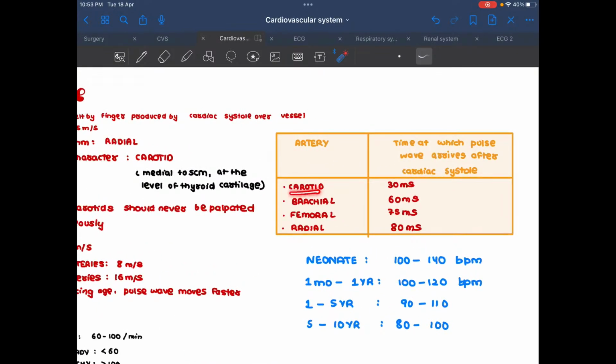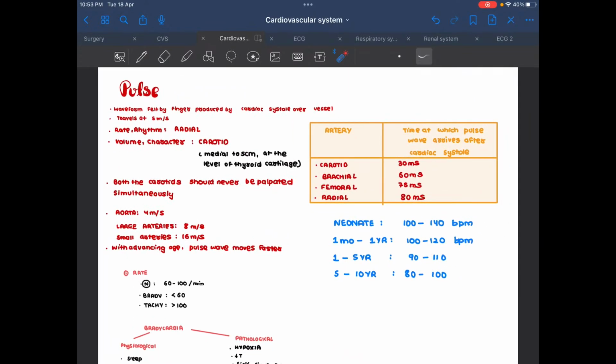It's shortest for carotid. Carotid मतलब cardiac systole के बाद 30 milliseconds after the cardiac systole we're going to see the pulse waveform in the carotid. For the brachial it's 60 milliseconds. For the femoral now it's 75 and for the radial it's 80. ठीक है, तो 80 मतलब femoral में पहले पहुंचती है as compared to the radial. So that's my whole point.